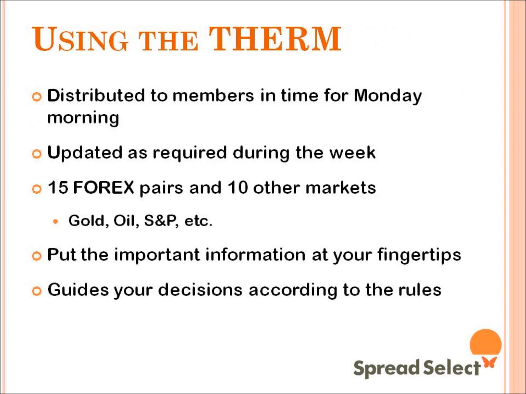The THERM is distributed to all members of Spread Select early before markets open on a Monday morning. It is updated as required during the week by the daily THERM. This usually occurs either on a Wednesday or sometimes, if there's volatility in the market, on a Tuesday and Thursday. It covers 15 of the main Forex pairs and 10 other markets such as gold, oil, other commodities, the S&P and so on.